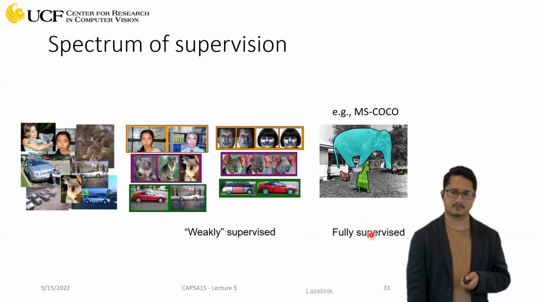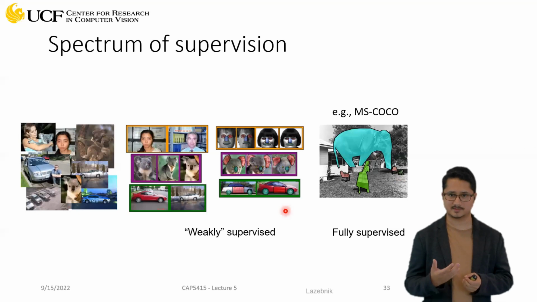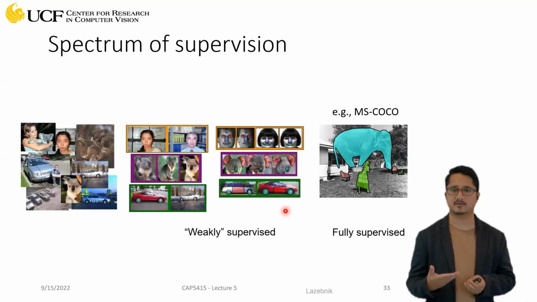Then we can move away from fully supervised, to what is called weakly supervised, where even if your network is actually giving you very fine-grained segmentation results, you might not have that in your ground truth.